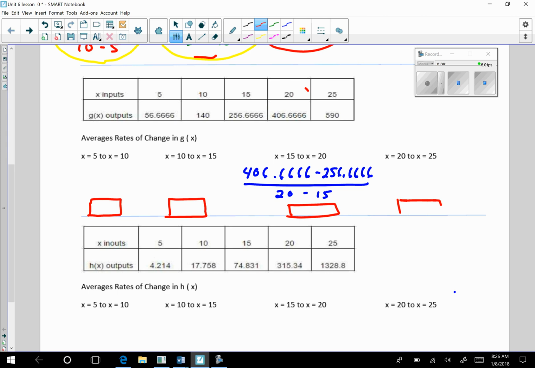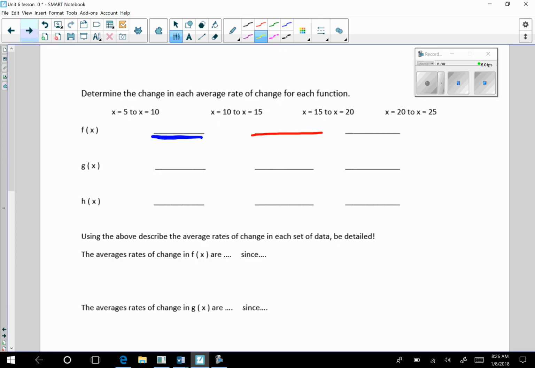And what the next page is going to ask you for is the difference from this number to this number. So you're going to subtract this from this guy, and you're going to subtract this from this guy. That's going to give you these three, determine the change in each average rate of change for each function.